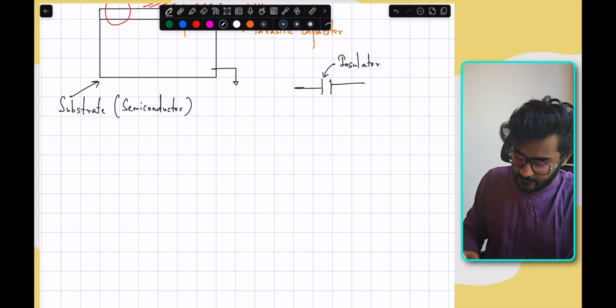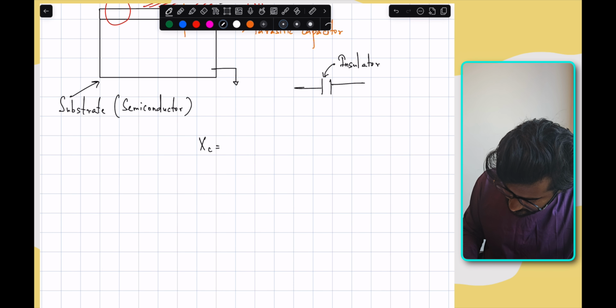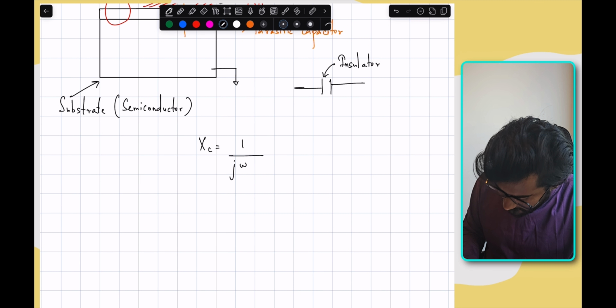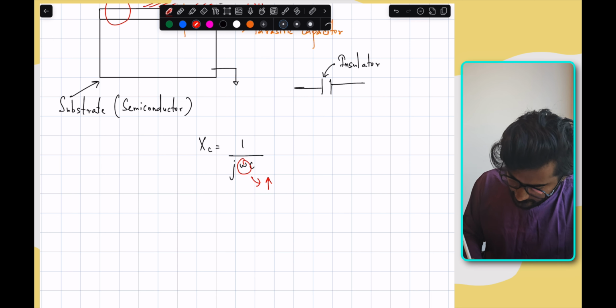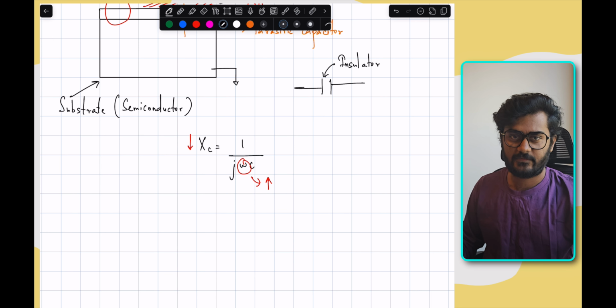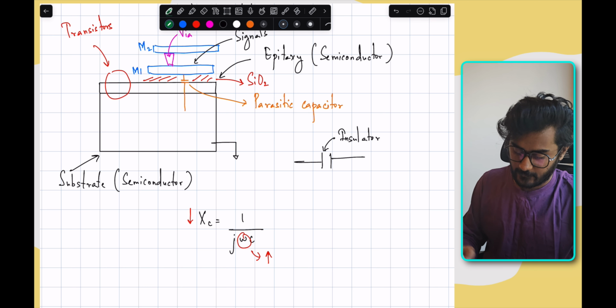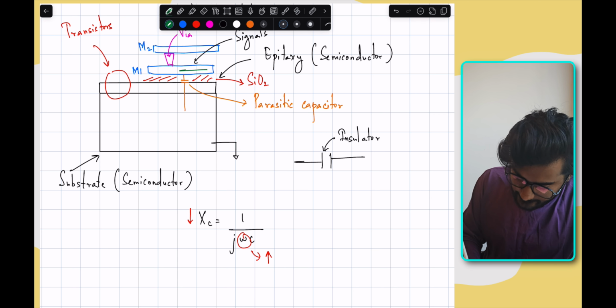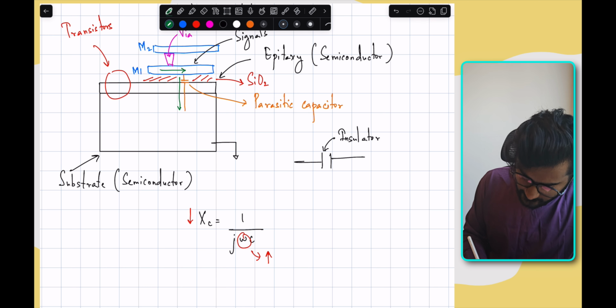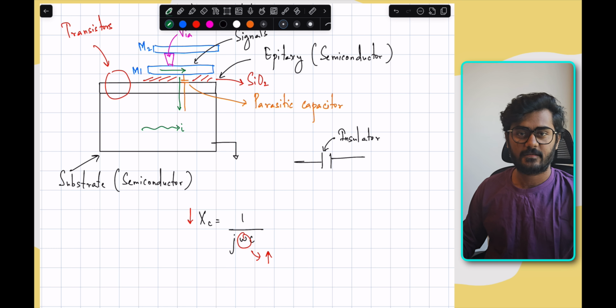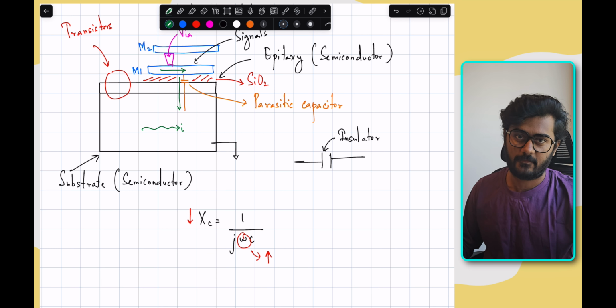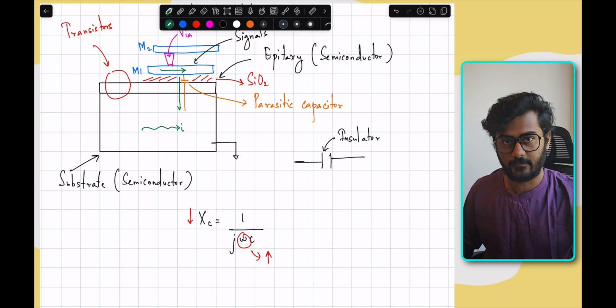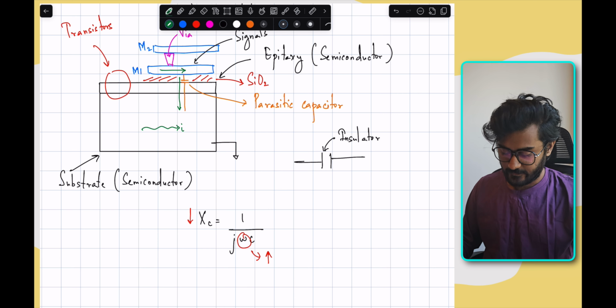What I mean is, we know that the impedance offered by a capacitor is given by 1/(jωC). So as ω increases, the impedance goes down. At higher frequencies, the capacitor will start behaving like a short. So now your signal will start leaking into the substrate, and because of this leakage, substrate currents will start flowing. These currents are not desired because they just add to the power consumption. So now our goal is, how do we reduce this current?